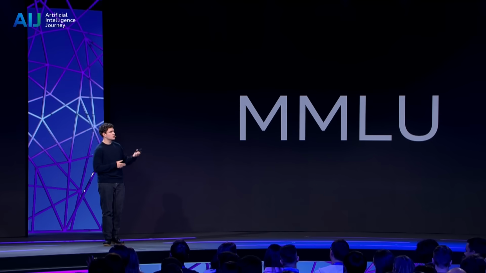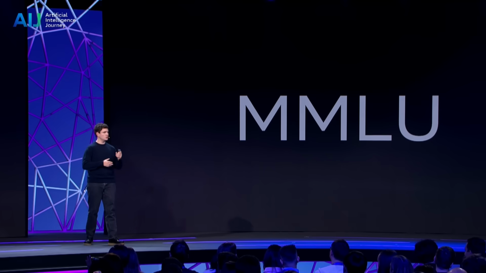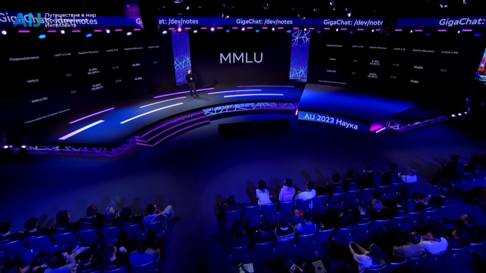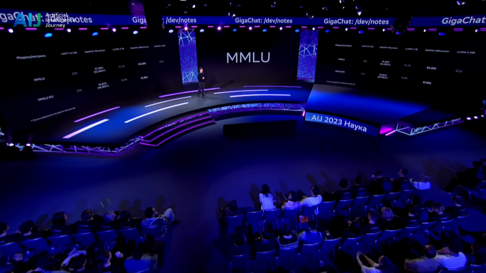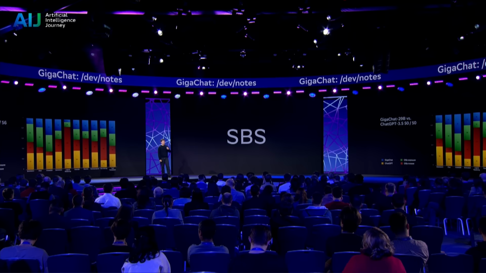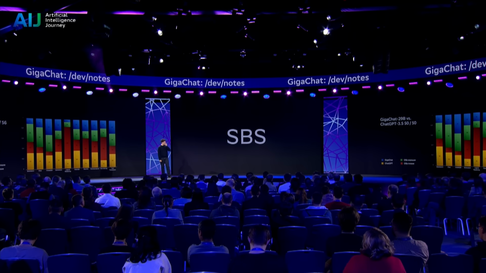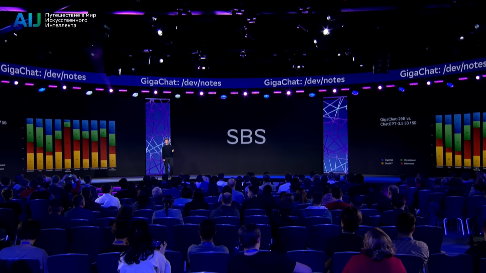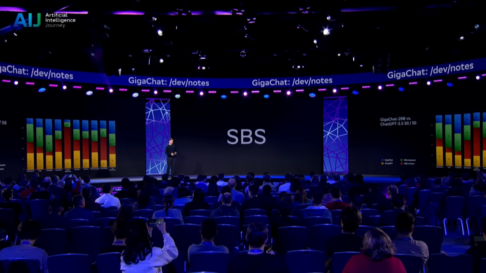The same goes for 29B. As with the 7B model, we have ideas about how to improve the MMLU for the 29B model. We are ahead of our counterparts, and we are going to continue improving the pre-training metrics. Another important metric is side-by-side.